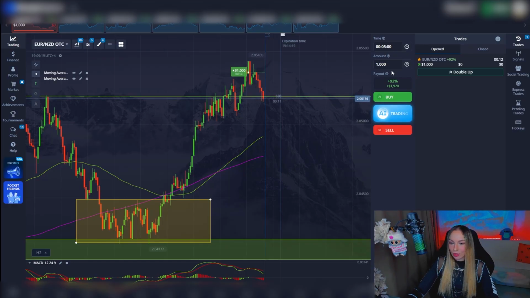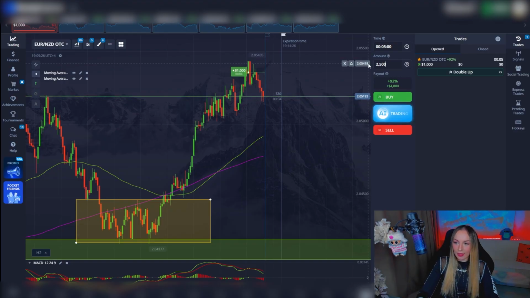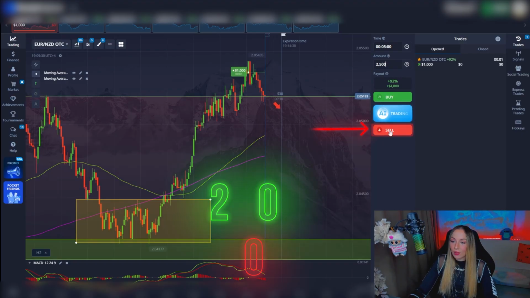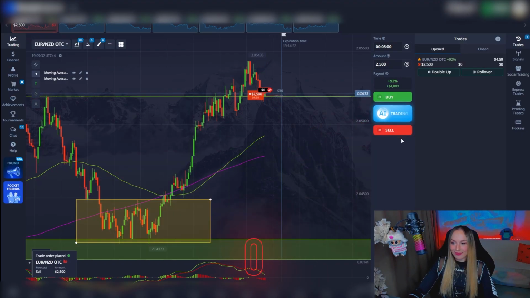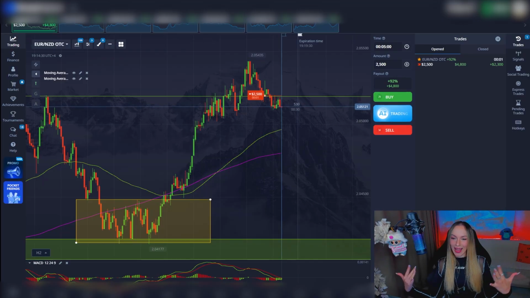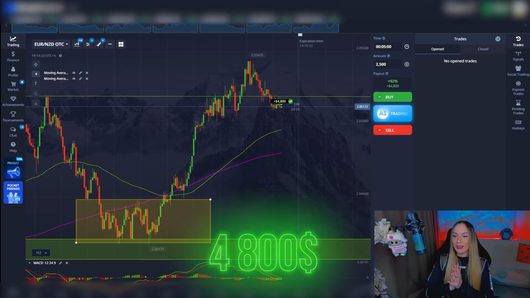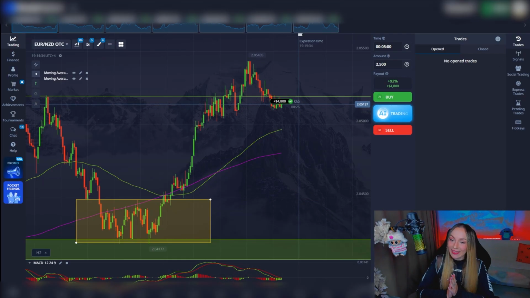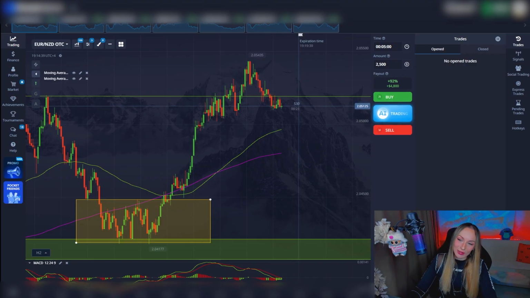It didn't manage to break the support level, unfortunately, but it's not going to stop me from entering again in the downward direction with $2,500. Baby, go down, and boom, $4,800. I returned my money from the previous unsuccessful trade and I'm still profitable.